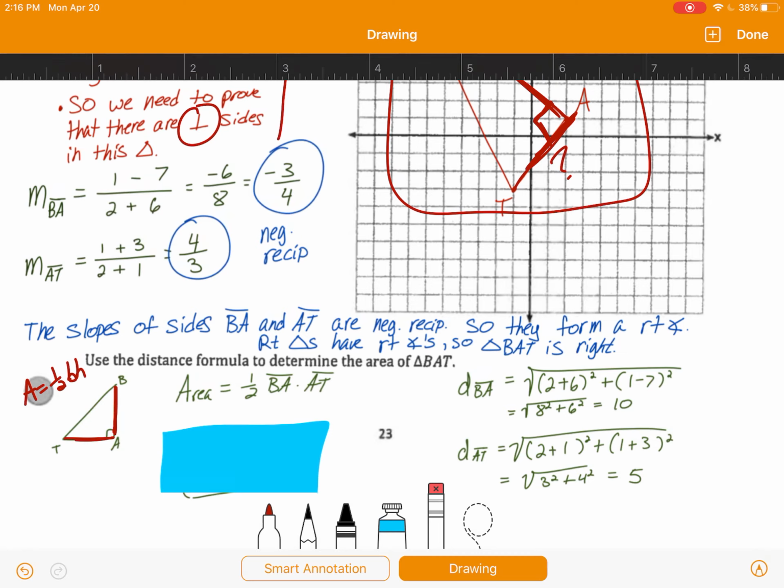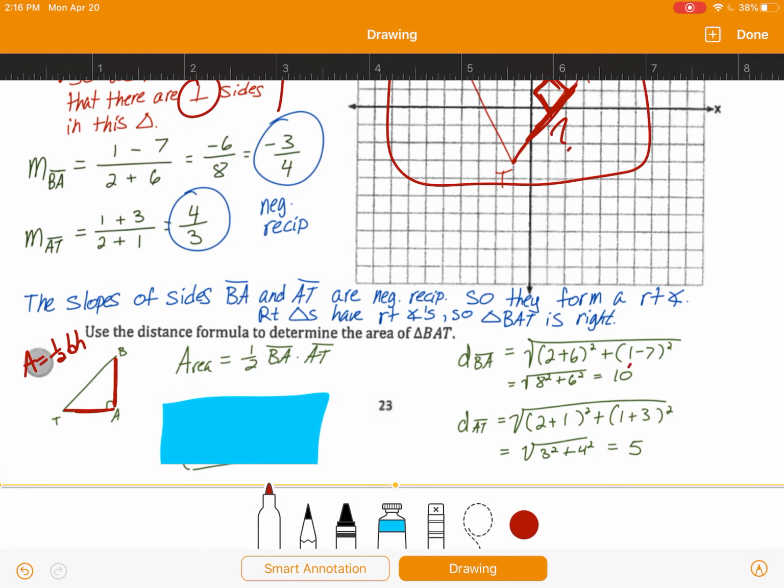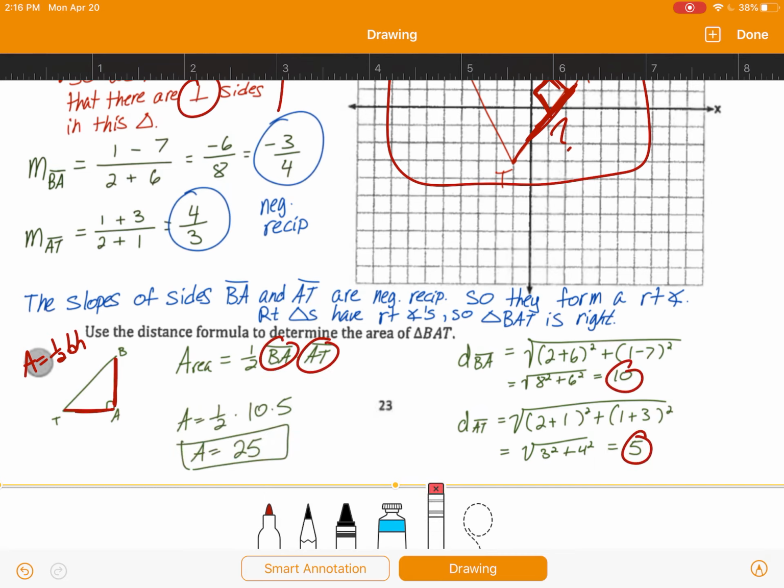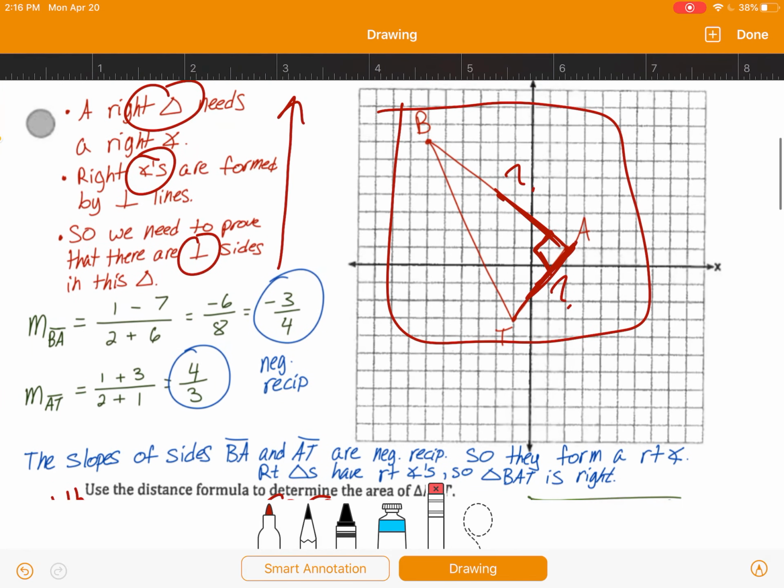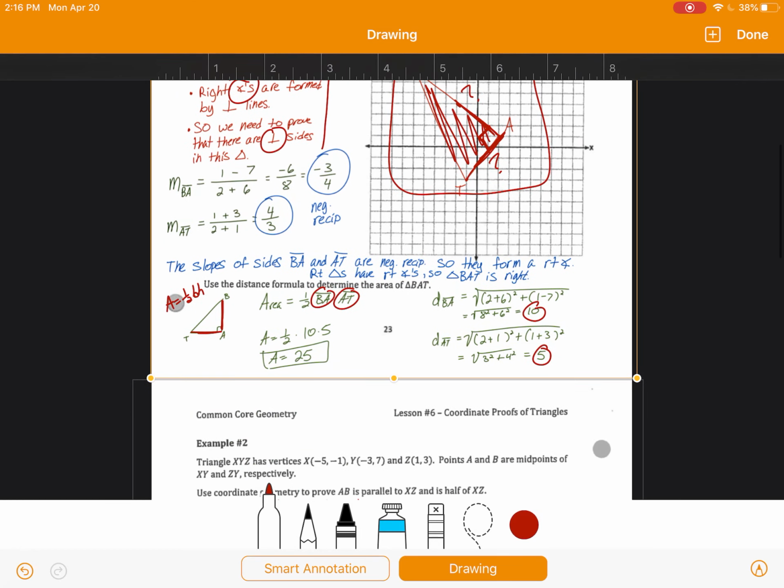If you're not sure how to use the distance formula, go back to the lesson 5 video, and that's going to tell you how to do those more. So once you get 10 and 5, you can plug them in here. So we have half of 10 times 5, which is half of 50, which is 25. So 25 is the area of this triangle here. There are 25 full boxes inside this triangle. But you didn't have to count the boxes because we use the formula.